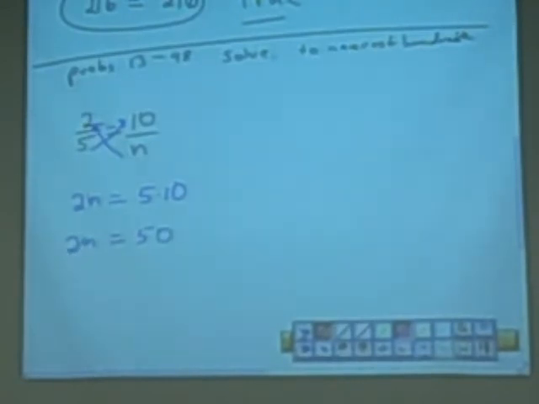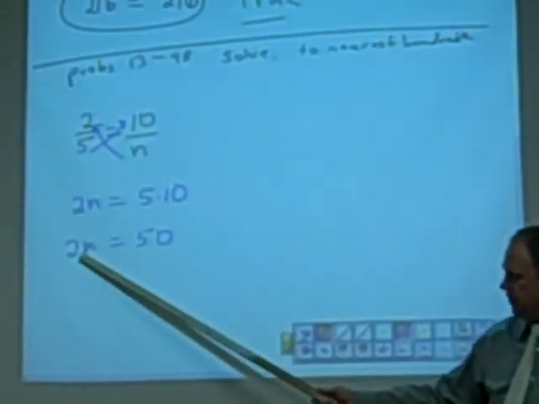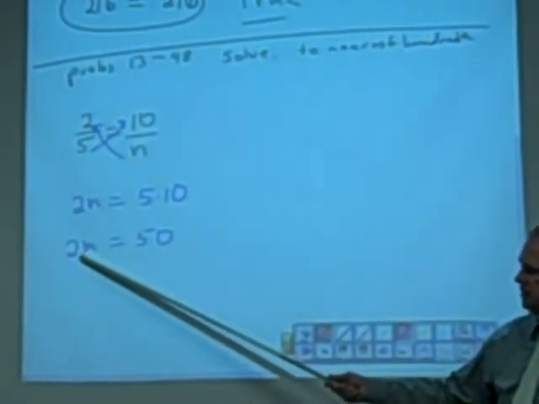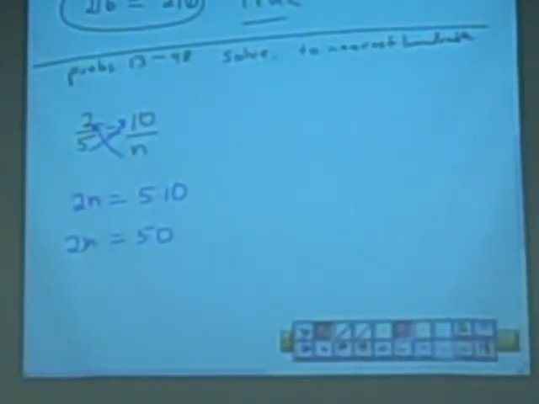And so since this is 2 times n, we want to do the opposite operation of multiplication, which would be what? Division, right? So we're going to divide by 2, because 2 divided by 2 is 1, right? But what you do to one side, you have to do to the other side too. So, therefore, n is going to equal, and here we can cancel 2 into 50, and that's 25.